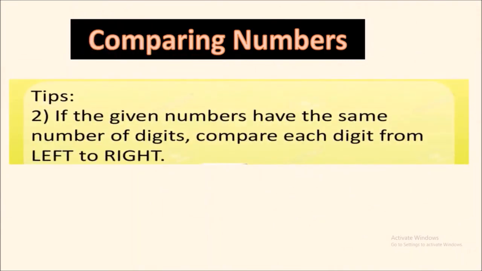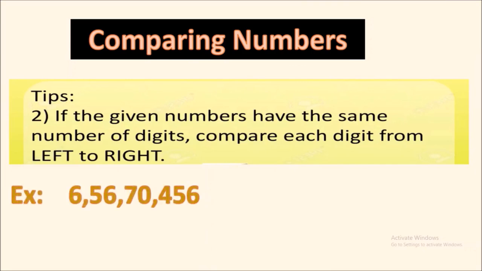If the given numbers have the same number of digits, then compare each digit from left to right. Let's see the example. We have the number 6 crore 56 lakh 70,456 to be compared with 6 crore 56 lakh 95,456. So we need to start comparing, but let us first check the number of digits.